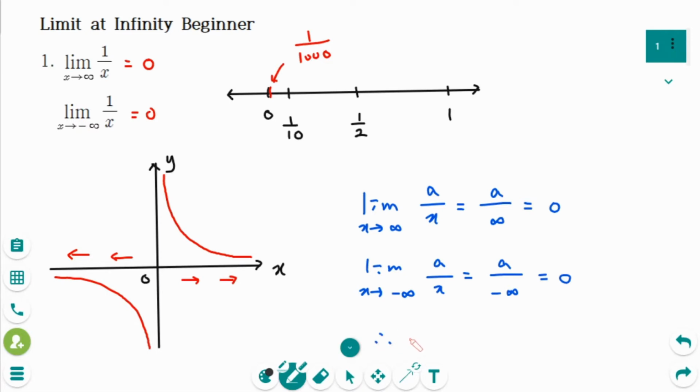So any number over infinity goes to 0. Please remember this one.